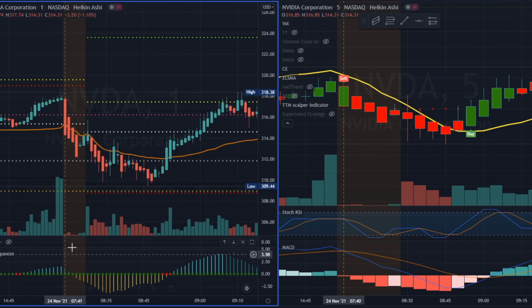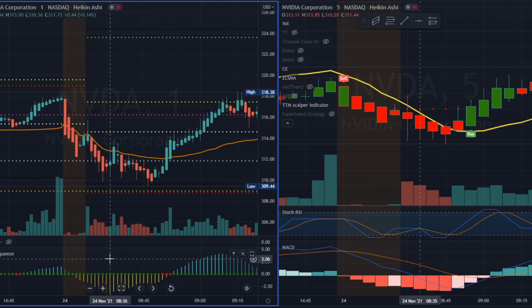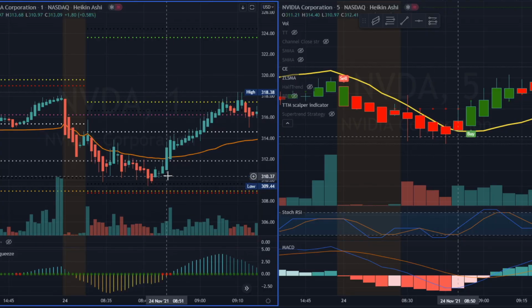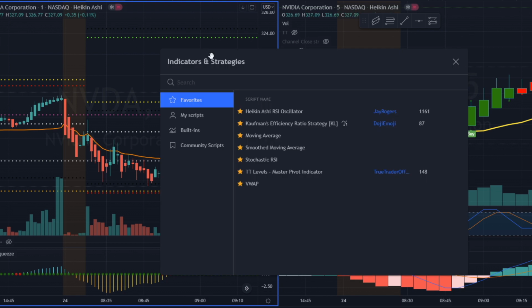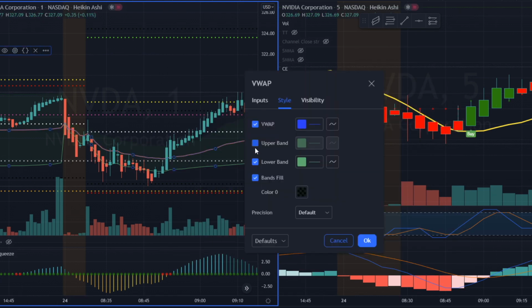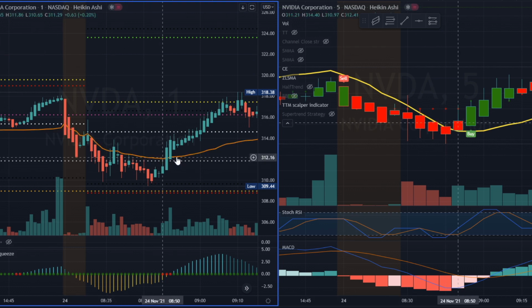So the TTM Squeeze is a volatility and momentum indicator. So that's what we're looking for. We're looking to see where the volatility is going, where the momentum is going, if it's reversing. And then we have just, you know, the VWAP. It's a simple indicator. You just type in VWAP. Now, when you put VWAP, it's going to give you those 3 lines. So for me, I take off the upper band, lower band, bands fill, and just leave VWAP. And I like it orange for myself.